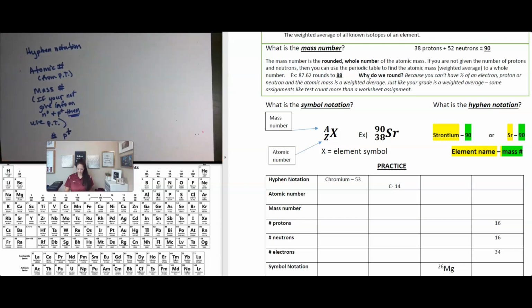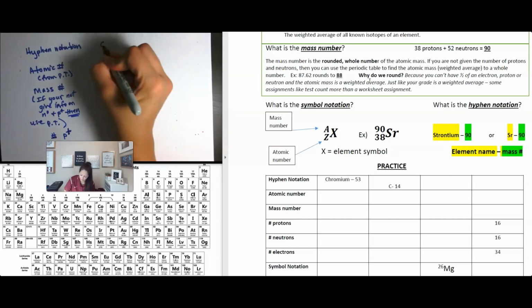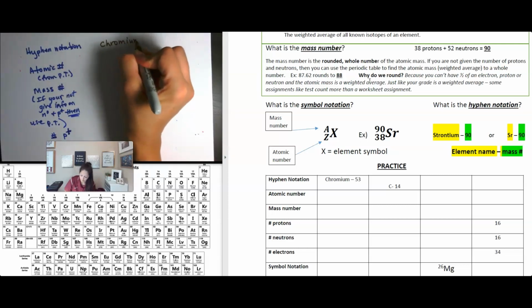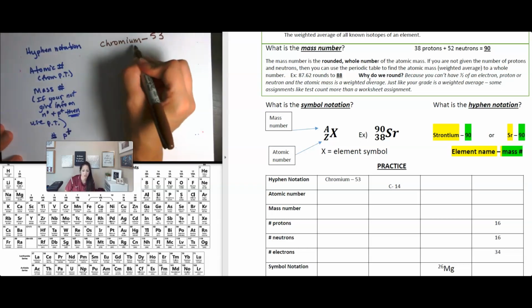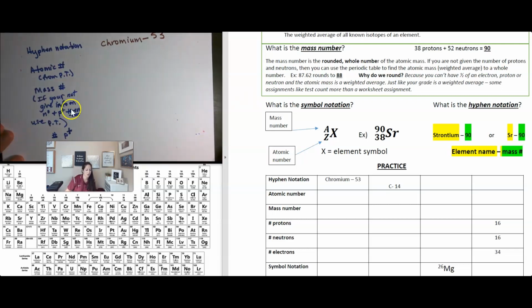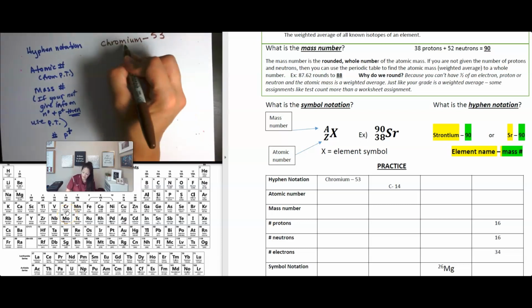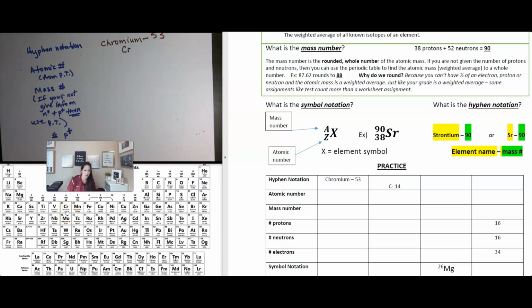All right, so we are given that we have chromium-53. The hyphen notation using the symbol is just going to be the symbol. So if you don't know the symbol, you would go to your periodic table and you would look for chromium. Now, we know the mass number is 53, so that's helpful. So when we're looking, we can get close to 53-ish. Oh, look, this is around 51. Chromium, because that's an isotope, that's why the mass number is different. So chromium is going to be Cr, capital C, lowercase r.